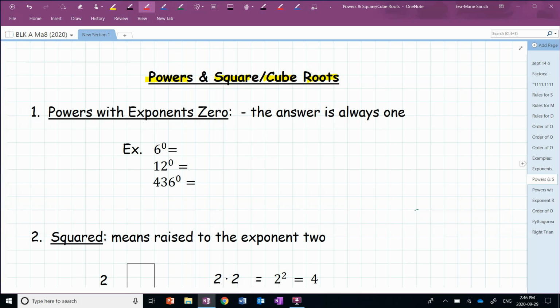All right, so going back to powers, the first thing I want to note here is that powers that have an exponent of 0, you just have to remember at this stage, the answer is always 1. So if you have 6 to the 0, the answer is 1. If you have 12 to the 0, the answer is 1. If you have 336 to the 0, the answer is 1. Okay, doesn't matter what the base is, if the exponent is 0, the answer is 1.